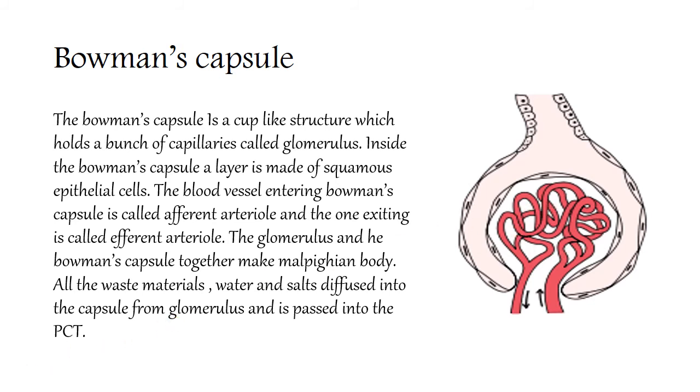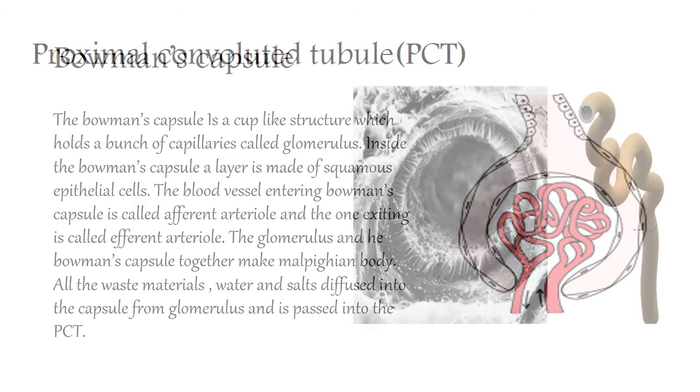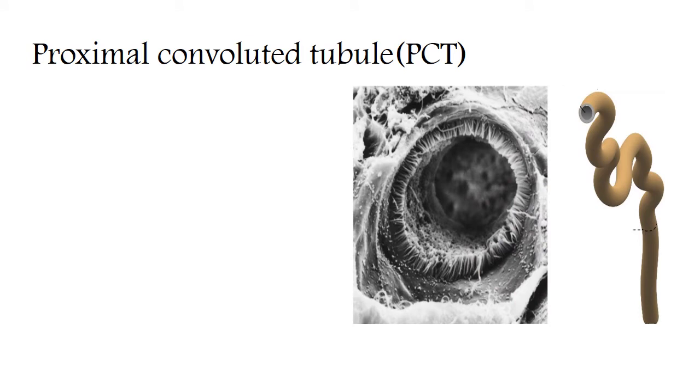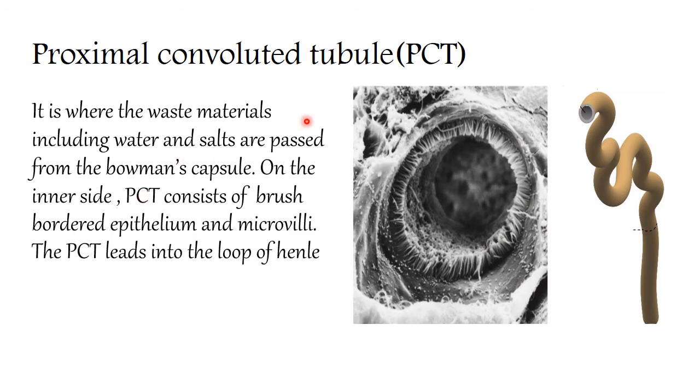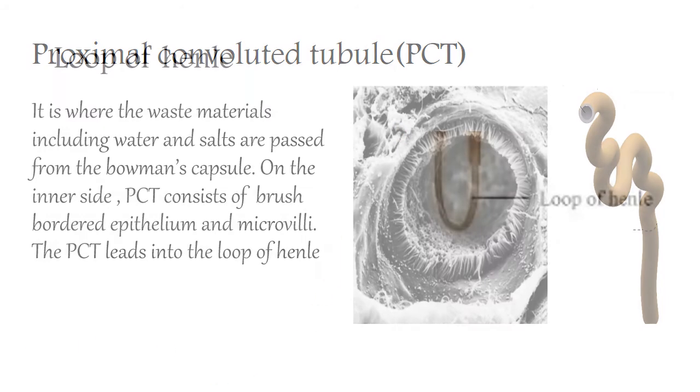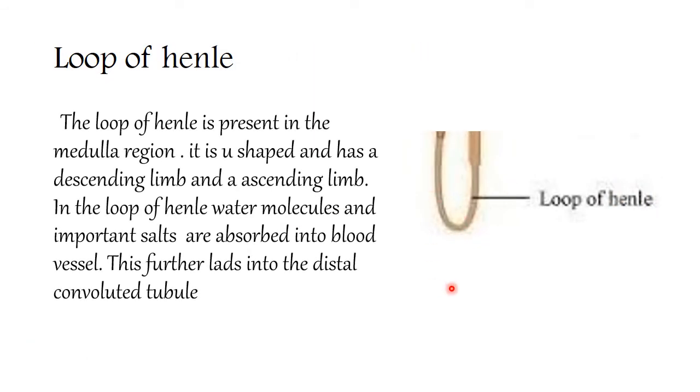Our Bowman's capsule leads into the PCT or proximal convoluted tubule. PCT is where the waste materials including water, salt and minerals are passed from the Bowman's capsule. Inner side of the proximal convoluted tubule is covered with microvilli. PCT leads into the loop of Henle. This is the loop of Henle.